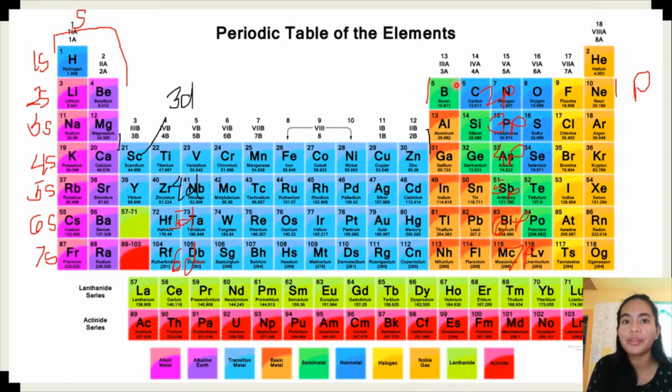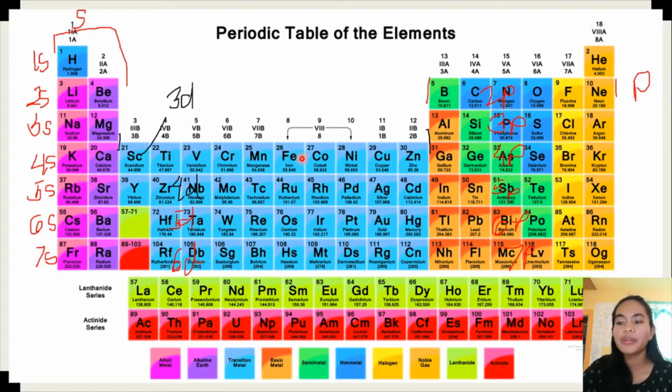Or more examples? Okay, so more examples. So we also have here iron. Let's say iron. So iron is located in the 26 elements of the periodic table. So iron is located here, and the subshell of iron is 3D. So 3D1, 3D2, 3D3, 3D4, 3D5, 3D6. Therefore, iron is located in the 3D6 of your electron configuration.